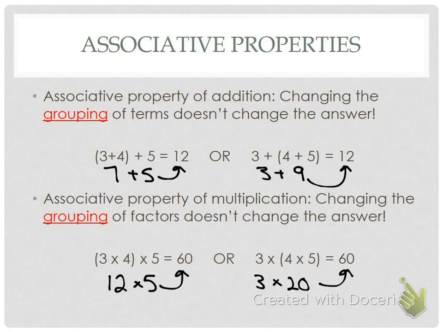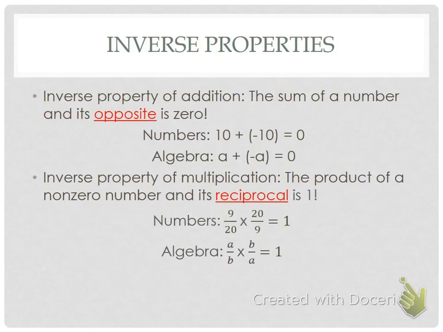Here's the catch. As long as it's all addition or all multiplication all the way across. If there's multiplication and addition in the same expression, it doesn't work. Okay? It has to be all one or the other. That's the associative property.